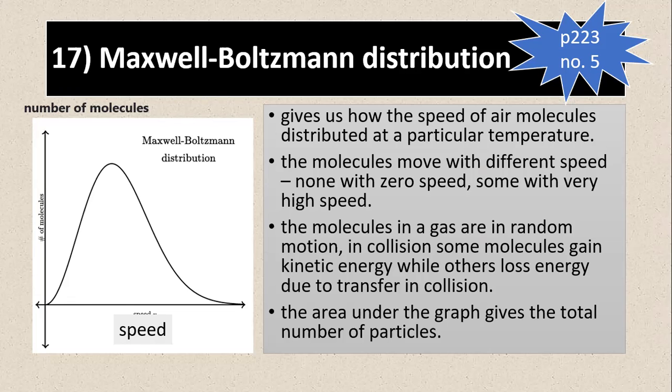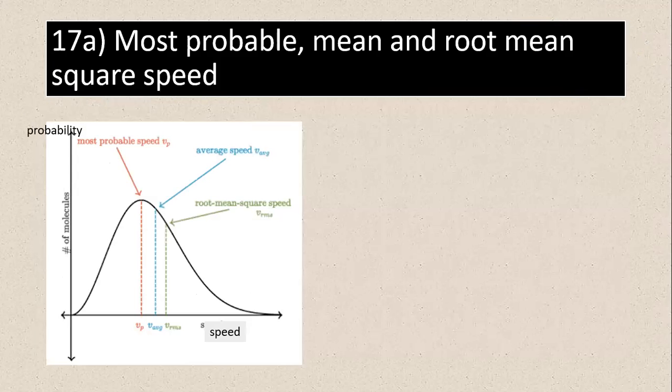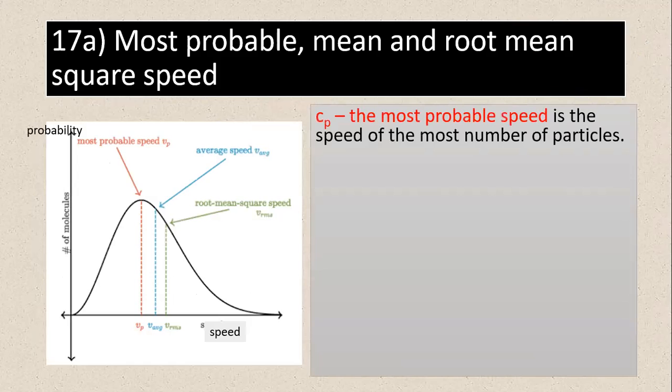Okay, Maxwell-Boltzmann. Right, and then there's three terms you need to know: probable, mean, and root mean square speed. Cp, I can call it Vp or I can call it Cp, is the most probable speed, the speed of the most number of particles. This is called the most probable because it's the speed of the most number of particles. A lot of particles with this value, Cp or Vp.